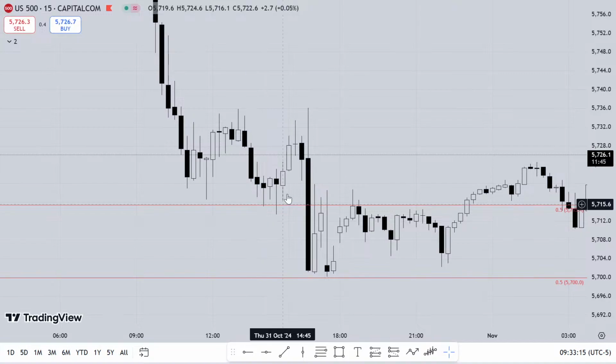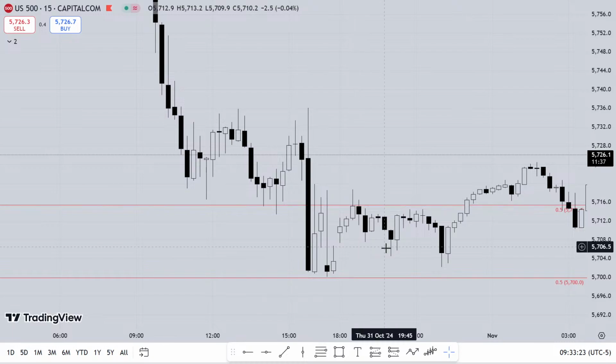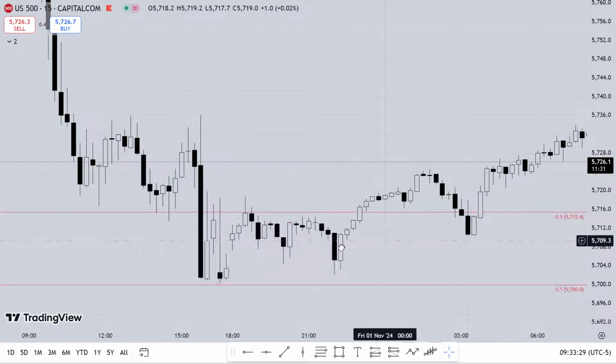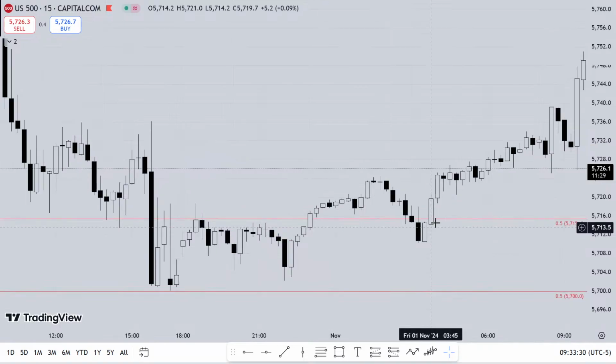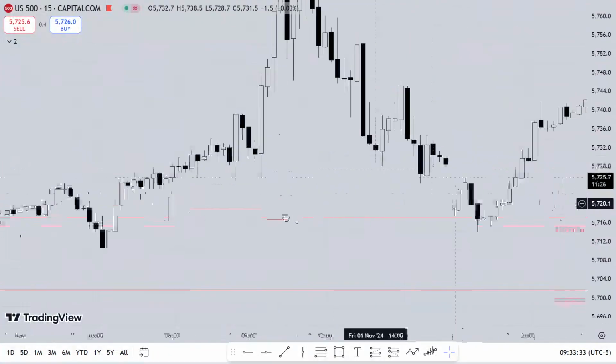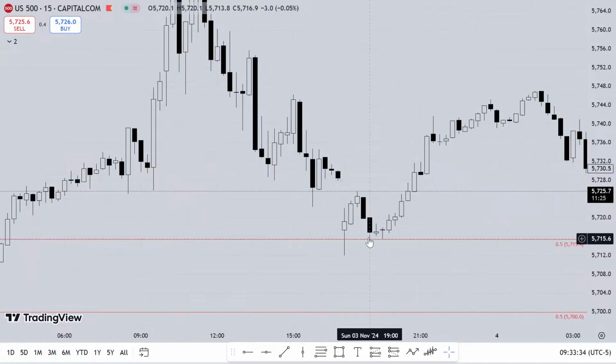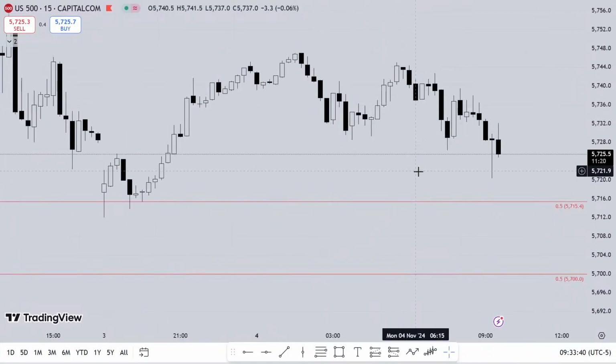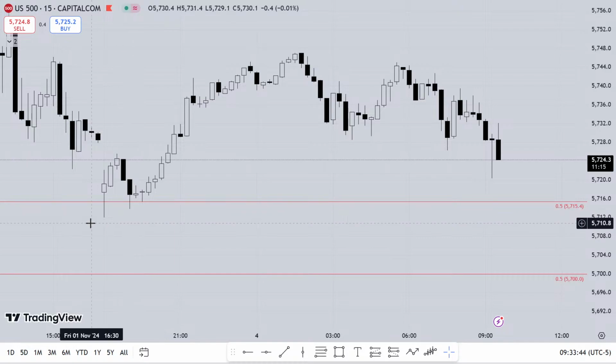Price trades to it here, drops lower, respected it here, drops lower to this low, respected it here. You see the body here, respecting it. Price dropped below the midpoint of it, moved higher, came back to it, then rallied higher, came back to it here, rallied higher.